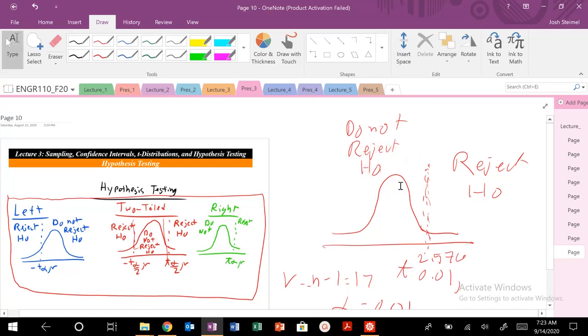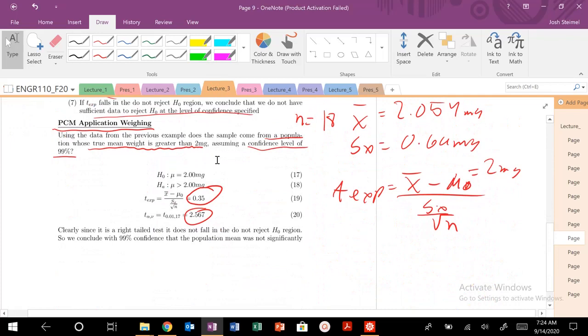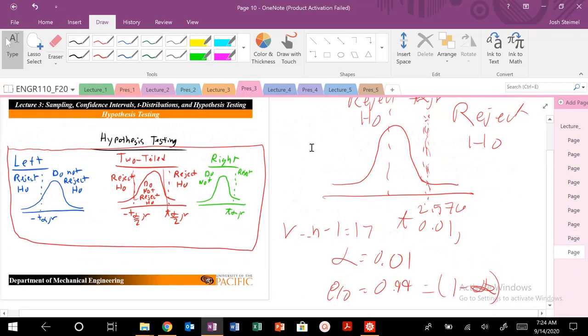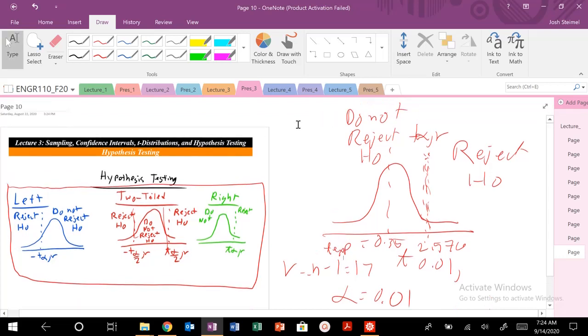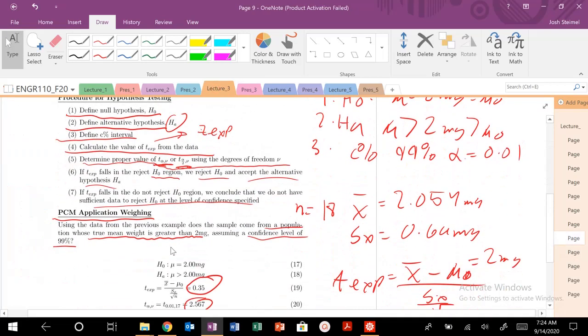So where is my T experimental? This is again my T alpha nu. Where is my T experimental value? Well, it's over here, right? My T experimental value was only 0.35. So this is 0.35, our T experimental value. This falls in the do not reject region. So looking back at our hypothesis interval, if T experimental falls in the do not reject region, we conclude we do not have sufficient data to reject H naught at the level of confidence specified.